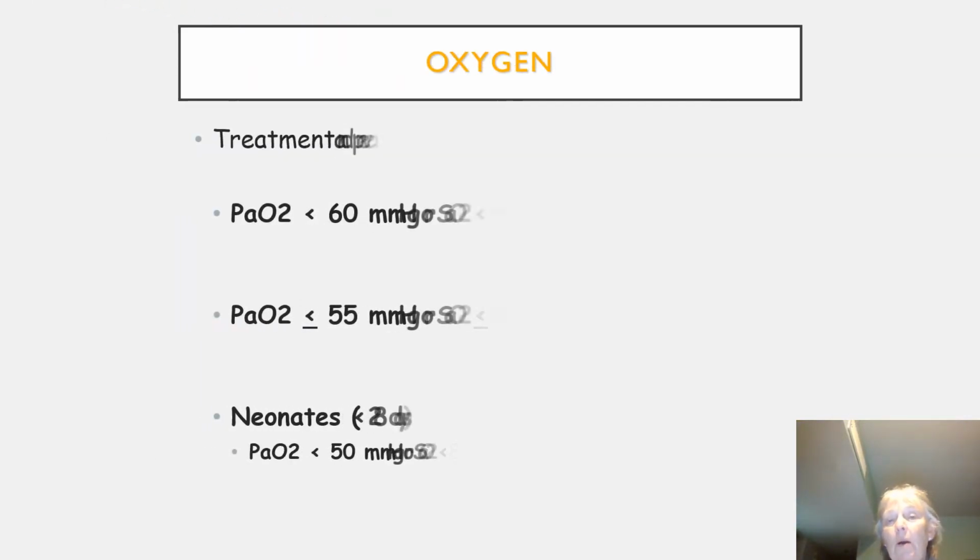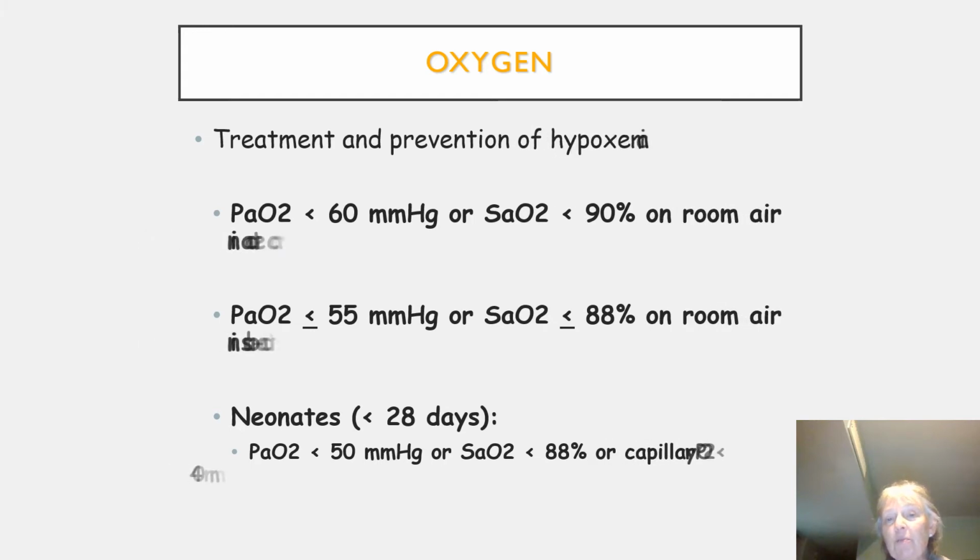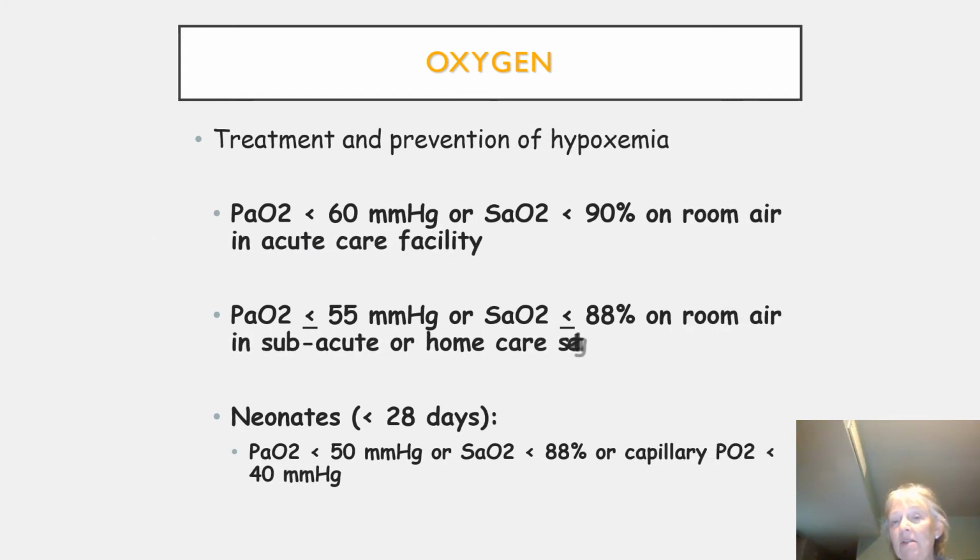So the first thing we're going to talk about then is using oxygen to treat or prevent hypoxemia. Remember, hypoxemia is a lack of oxygen in the blood. In the acute care facility, if your PaO2 is less than 60 millimeters of mercury or SaO2 less than 90% on room air, you have hypoxemia and it's documented hypoxemia.